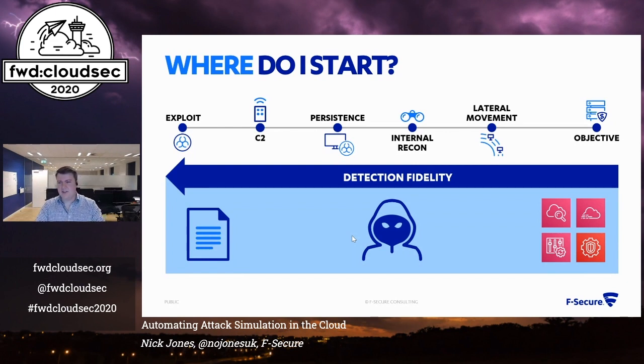So pick out things closer to the objective end of the kill chain. They tend to be higher fidelity, the higher signal to noise ratio. Makes it easier to spot when you're first starting out.